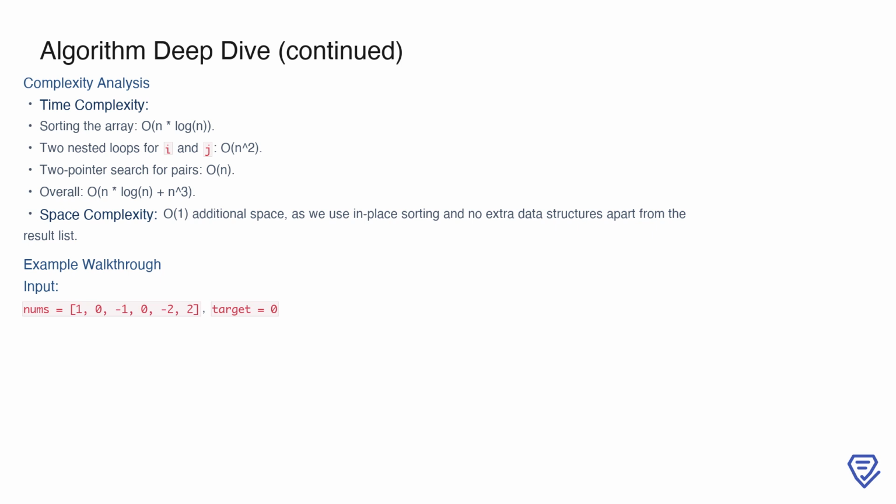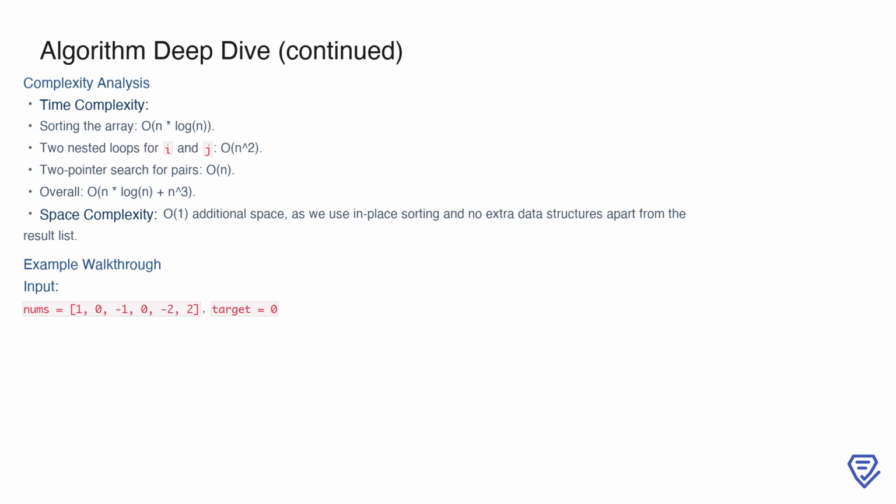Sorting the array initially takes n log n time. Next, the 2 nested loops for selecting the first 2 elements contribute an n² factor. Within these loops, the two-pointer search runs in O(n) for each pair of fixed elements. Combining these factors, the overall time complexity is n log n plus n cubed, where the cubic term dominates for large inputs.